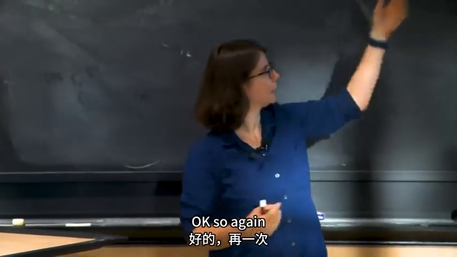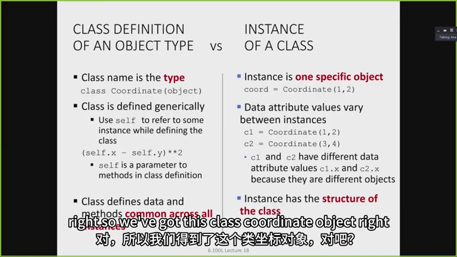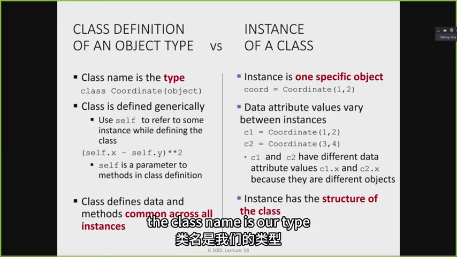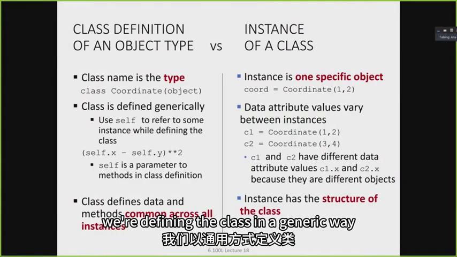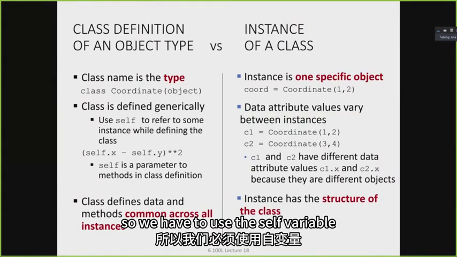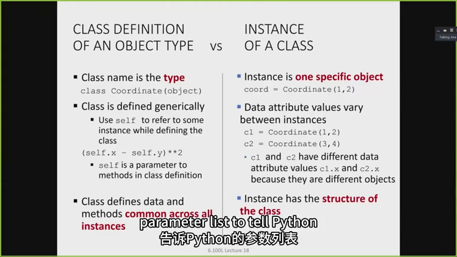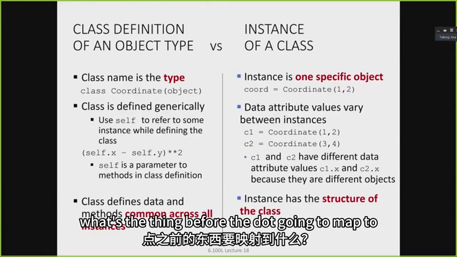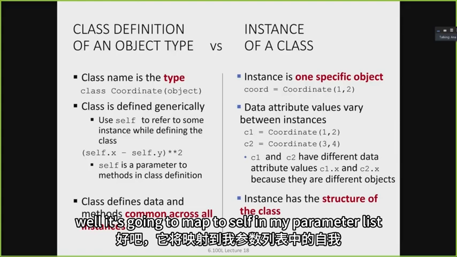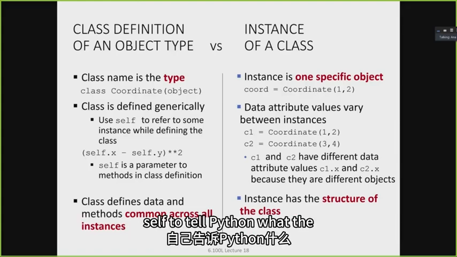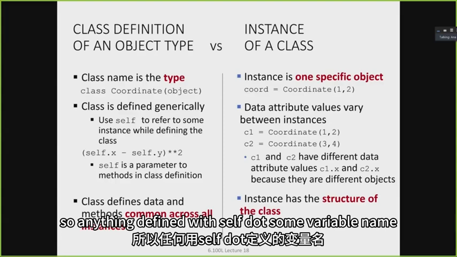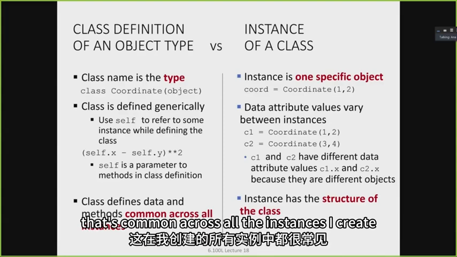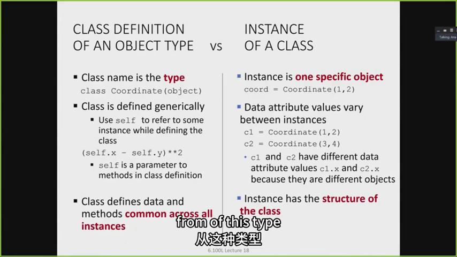Okay, so again, sort of similar to the first slide we started with, right? We've got this class coordinate object. The class name is our type. So this object I'm creating is of type coordinate. We're defining the class in a generic way, in an abstract way, right? So we have to use the self variable either in the parameter list to tell Python what the thing before the dot is going to map to. Well, it's going to map to self in my parameter list. Or we use the self to tell Python what the data attributes of this object are. Right? So anything defined with self dot some variable name will be a data attribute that's common across all the instances I create of this type.